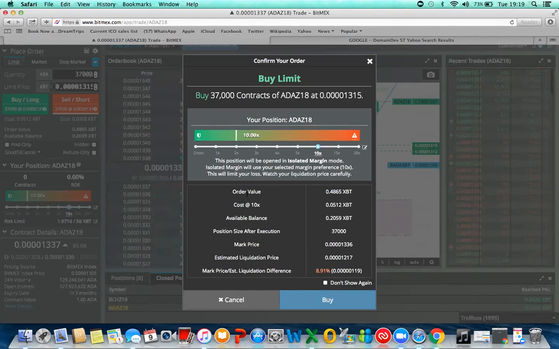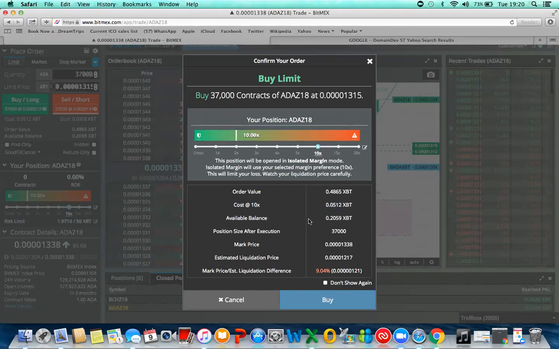So again, this is the order value. It shows the cost, which is what you're actually putting in this trade, 0.05, which means that hypothetically, let's say if this trade goes in loss, for example, and let's say you don't put any stop losses in, this is the maximum amount that you can lose. But obviously, we always give you stop losses to put as well. So in that case, you will not even lose this amount.